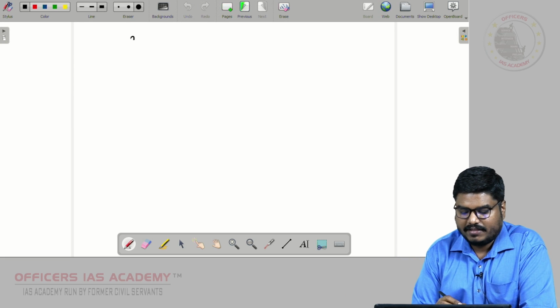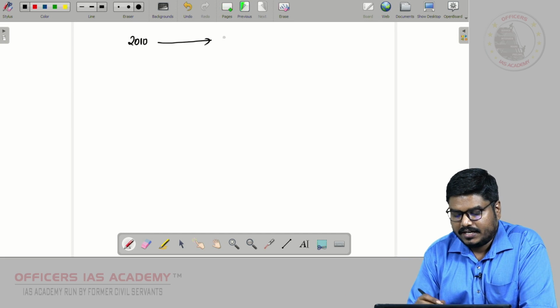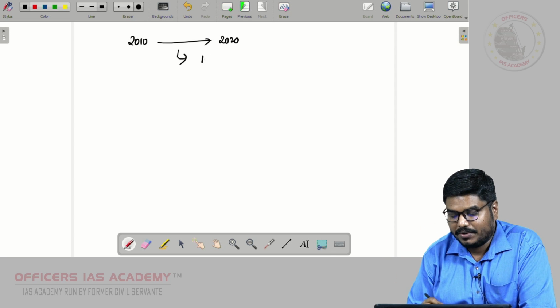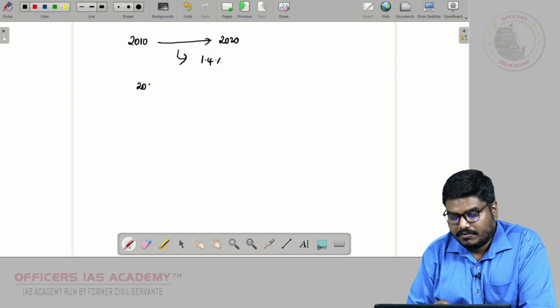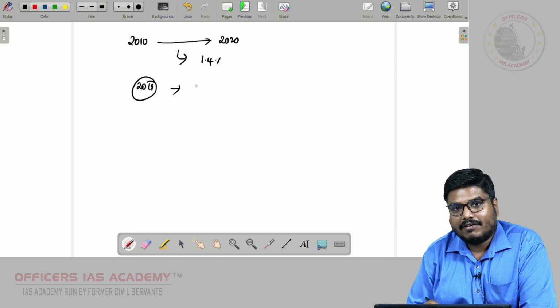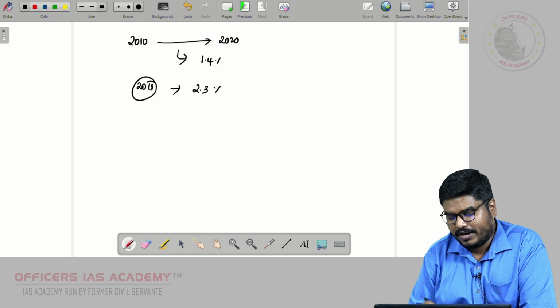The report says that from 2010 till 2020, greenhouse gas emissions have been growing by 1.4% year after year. In the year 2019 alone, it increased by close to 2.3%, I guess.